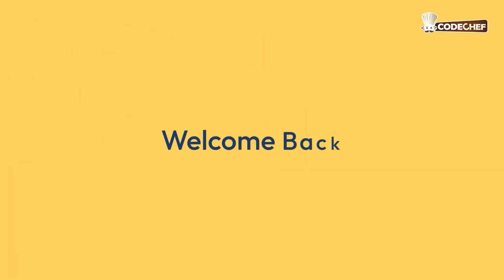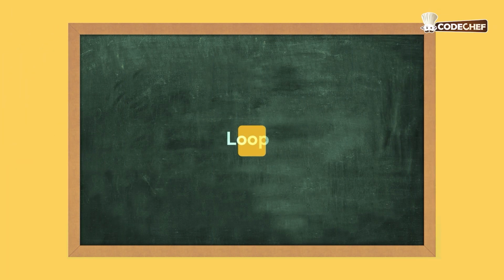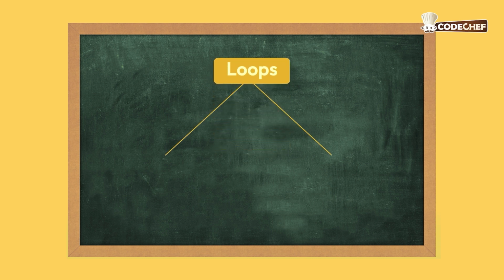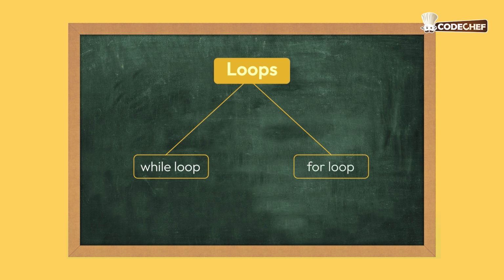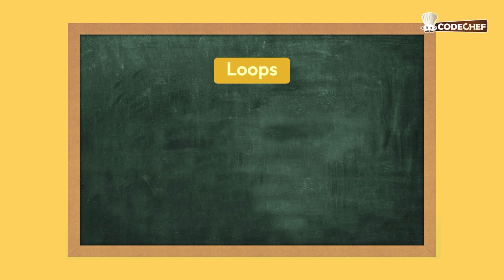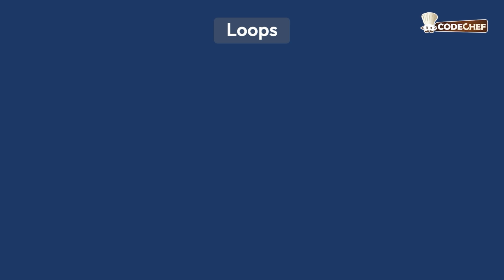Welcome back everyone. Today we are learning about loops. In programming, when you need to perform certain tasks repeatedly, loops help us make this process efficient. There are two main types of loops, while loops and for loops. In this session, we will explore how a while loop works.